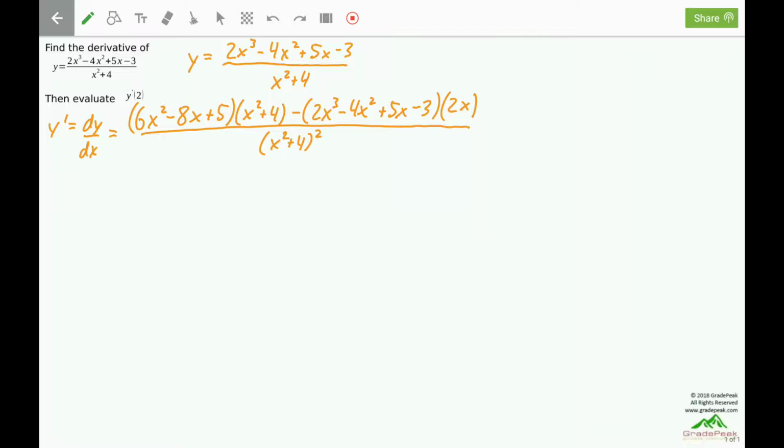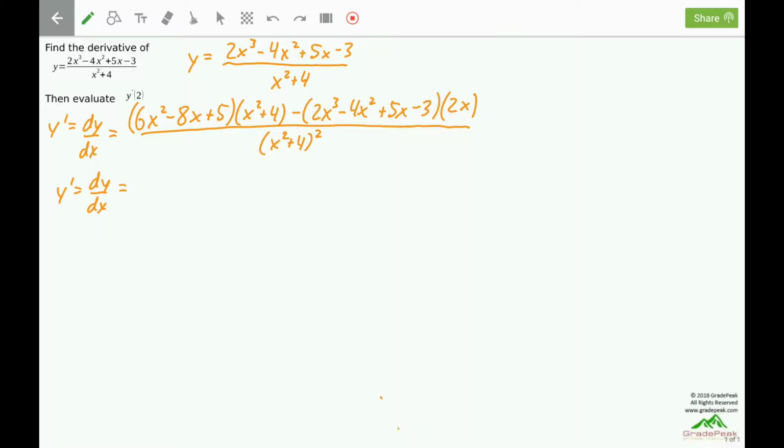The numerator can be simplified. Y prime, or dy dx, will equal, and it will be simplified by expanding. The first thing we're going to do is the FOIL of these three terms with these two terms. 3 terms times 2 terms will give us 6 terms total. We're going to take the 6x squared, multiply it times the x squared and the plus 4, and then the negative 8x times each, and then the plus 5 times each, in that order.